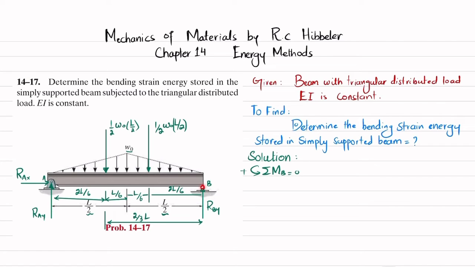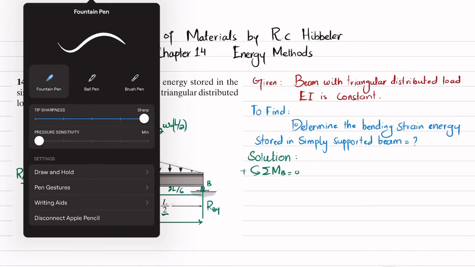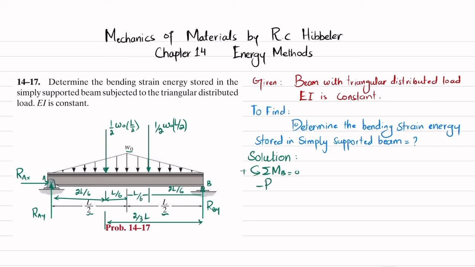About point B, the first moment will be due to this RAY and the perpendicular distance is L, and this is producing a clockwise moment, so it will be negative. So I will write minus RAY into perpendicular distance L. The second moment is due to this load and the perpendicular distance is 2L over 3, and this is producing a counterclockwise moment, so it will be positive. So I will write plus W naught L over 4 into perpendicular distance 2 over 3 times L.